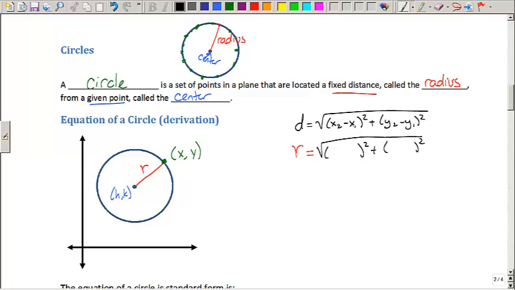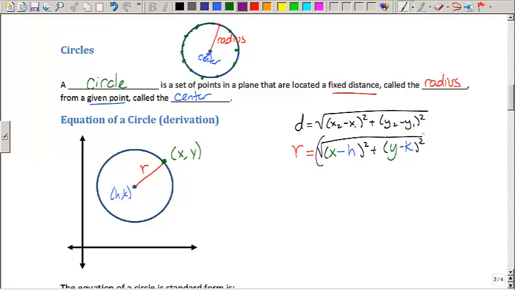For my x2 minus x1, I'm taking the x values and I'm subtracting them. Well, what are my x values in this case? I have the green x, which is my variable, minus, because there's a minus in the formula, my x coordinate of my center, which in this case is h. Plus we also have the difference of my y's squared. When I subtract them, in this case I'm going to use my variable y minus the y coordinate of my center, which in this case is going to be k. This is now relating x and y, my variables, with h and k, the center, and my radius.